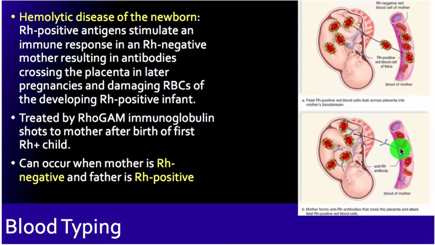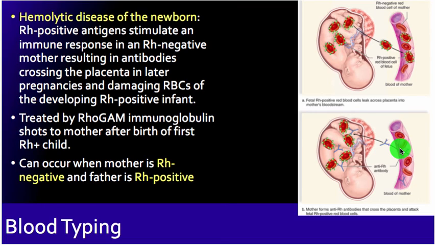One of them is known as the Rh factor, and you are either going to be positive for this or negative for this. We will most likely talk about how this is inherited later in the semester, at the same time as talking about how the A, B, and O blood typing is inherited. So these Rh positive antigens stimulate an immune response in an Rh negative mother. That's the important thing that's going on here.